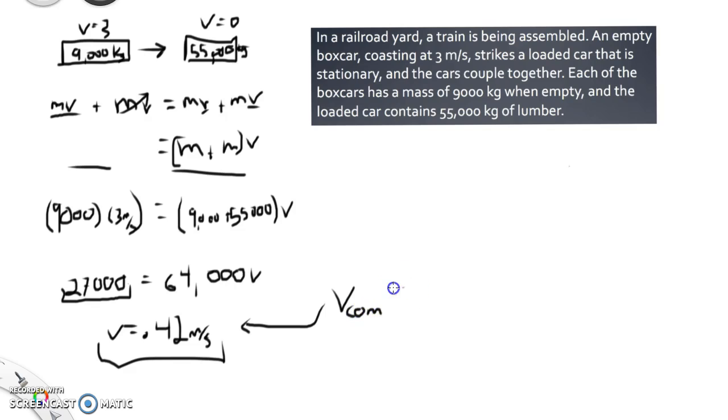Remember that the velocity of the center of mass is the total momentum of the system divided by the total mass. Okay, so here if we take our total momentum and divide by our total mass, we get the velocity of our center of mass. And the reason that's true here is because those trains are stuck together, moving together, and so the speed of them combined would be the same as the velocity of that center of mass.